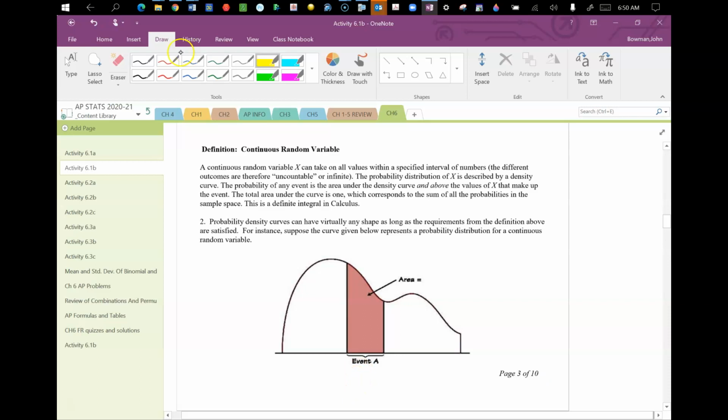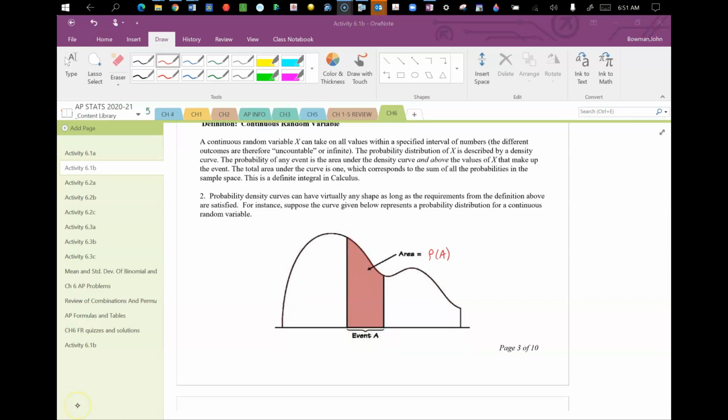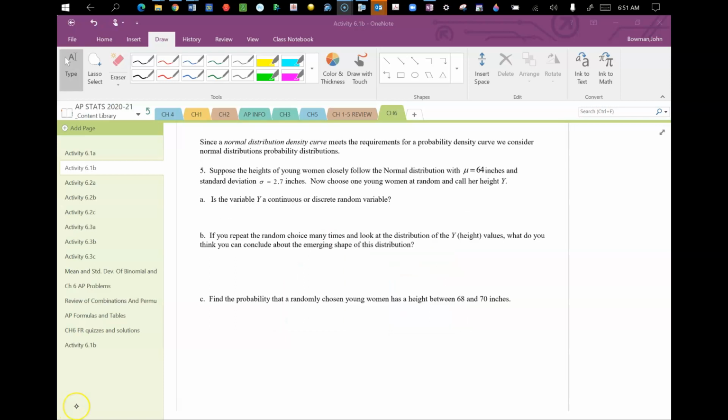Here's an example of a continuous random variable with the corresponding density curve, and if we wanted to know the probability of event A, then we would find the area above event A, and that would represent the probability of event A. And if the shaded area represents the probability of event A, the unshaded area represents the probability of the event A complement. One of the common continuous random variable distributions is a normal distribution. So let's do an example related to that.